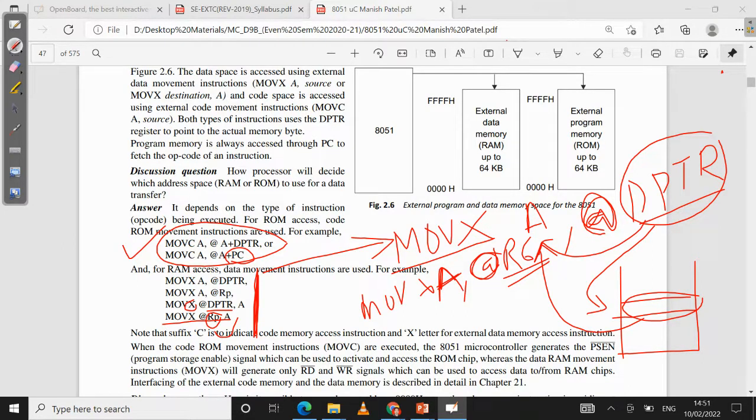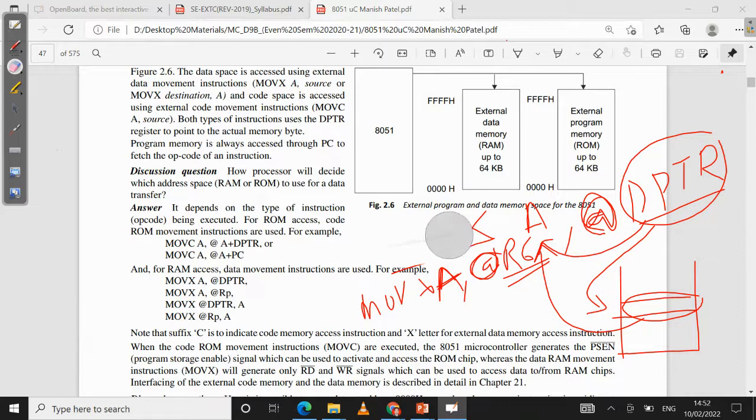So, for reading from the RAM, we have these two dedicated instructions, and to write into the external RAM, we have these two dedicated instructions. Can I comment this? Yes. So this is for reading the RAM, and this is for writing the RAM. Is it clear to everyone now? Okay. So these are very, very important things.